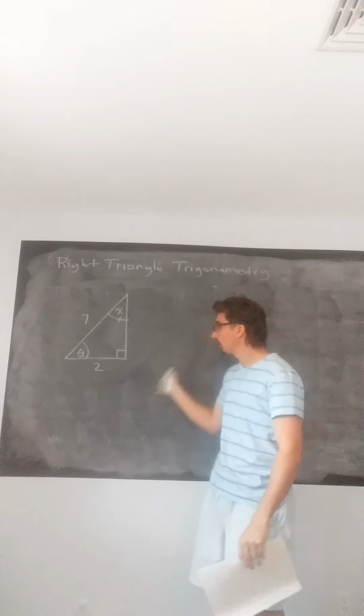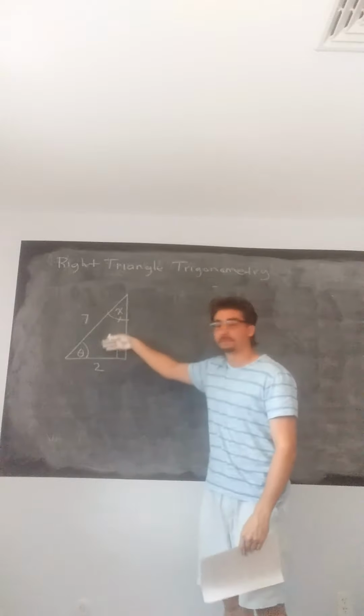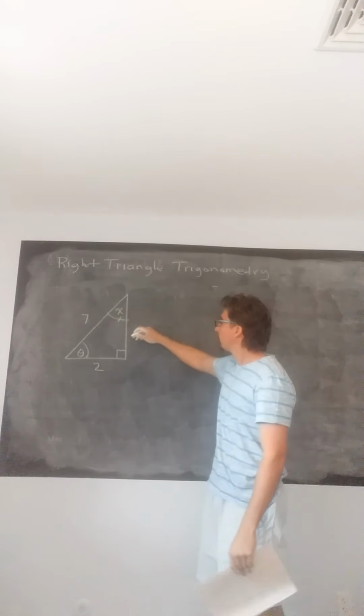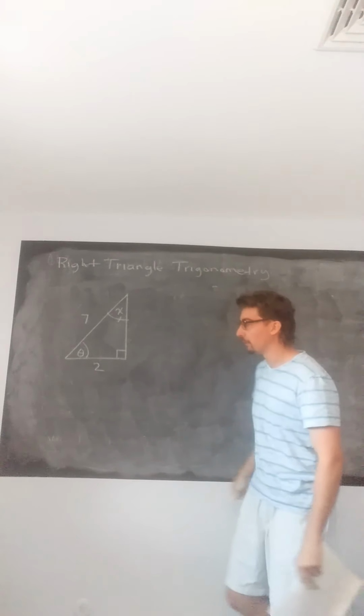So this time we don't care about the sides. It'd be easy to find the third side, right? Because it's just old Pythagoras. But we want to use the trig because we have to figure out these two angles. So how can we do it?